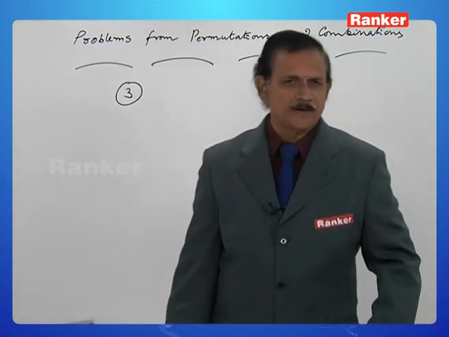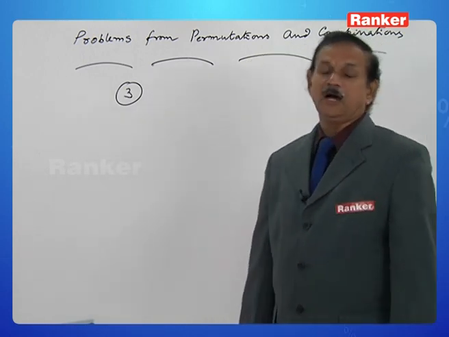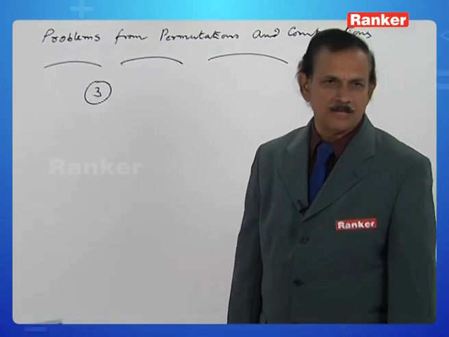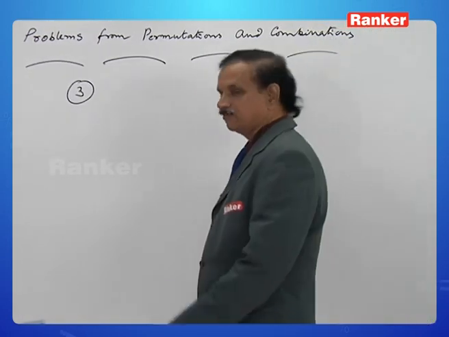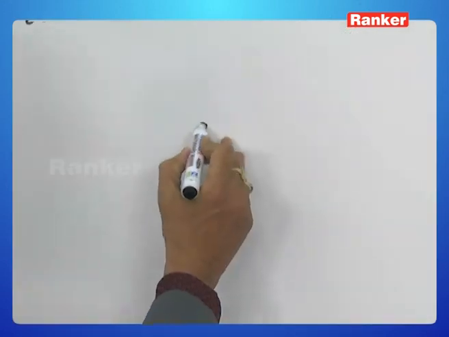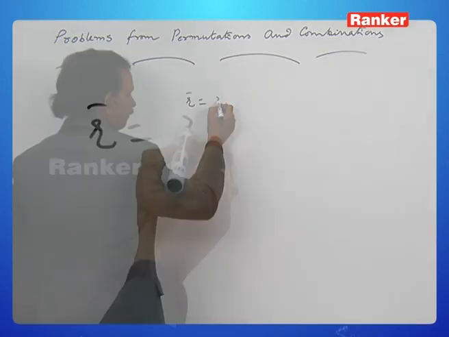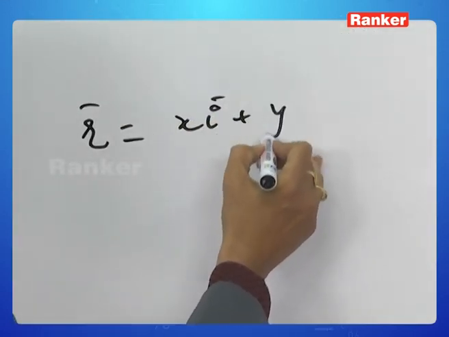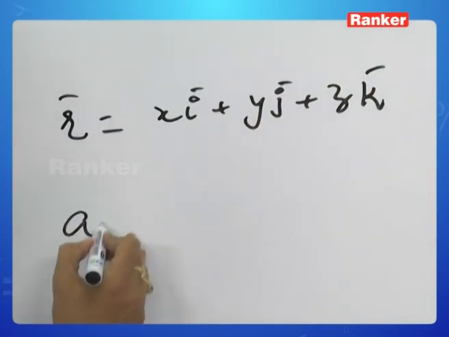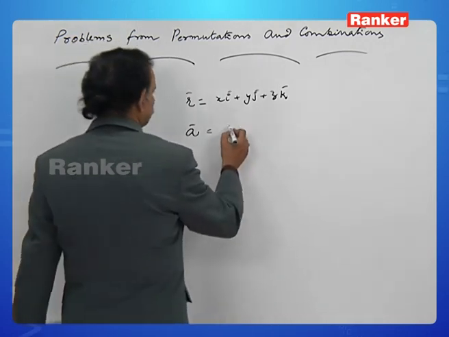He has given r bar dot a bar is equal to 10. By satisfying that given condition, how many points can you have with the position vector r bar? That is the question. Let us observe that. What is the position vector given? r bar is equal to, what is r bar? x i bar plus y j bar plus z k bar. What is a bar? i bar plus j bar plus k bar.